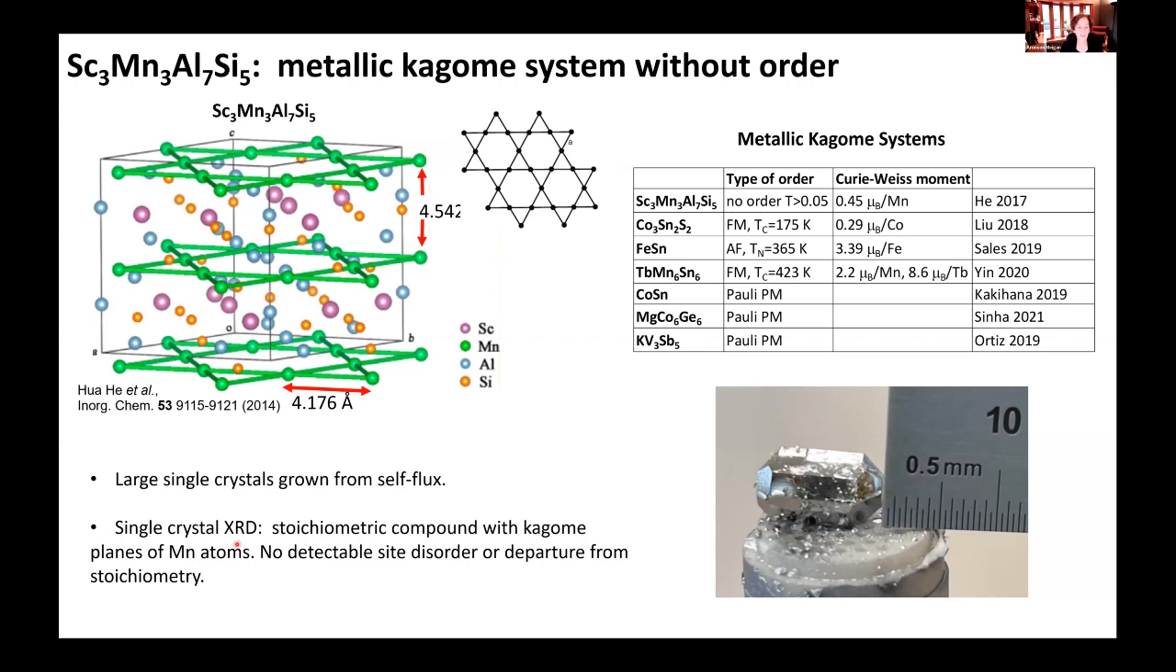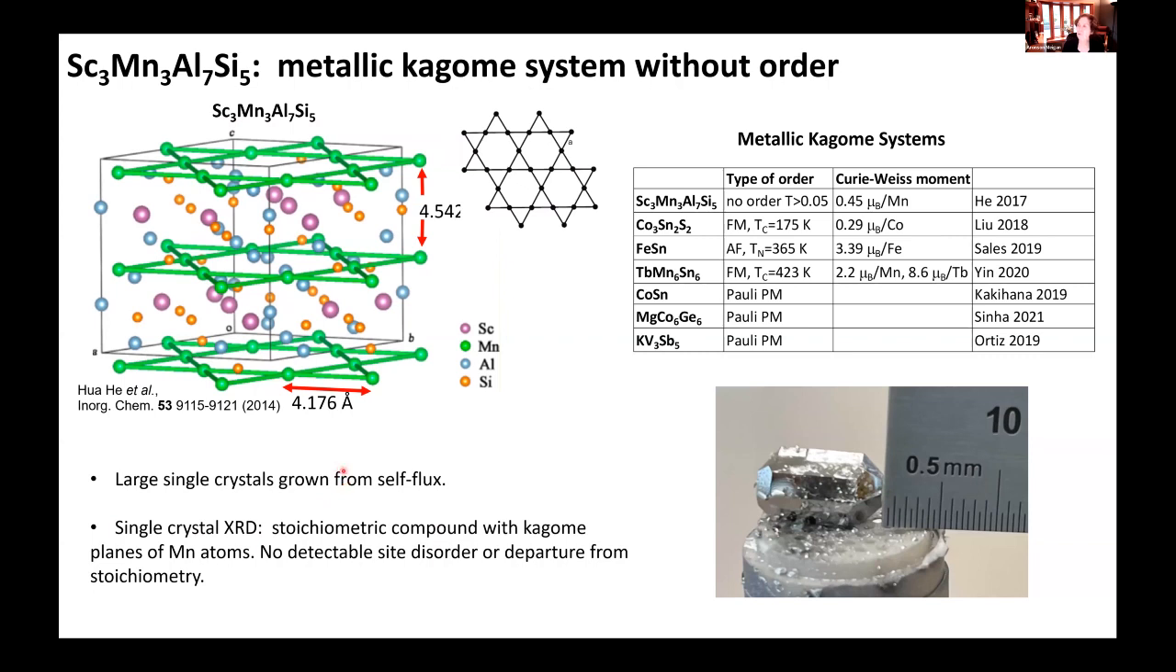The single crystal X-ray diffraction experiment tells us that we're at stoichiometry, and there are no departures from that stoichiometry or disorder between the sites. And this is ensured by the differences in the atom sizes in the compound. So it's a good material. It's also first in class.